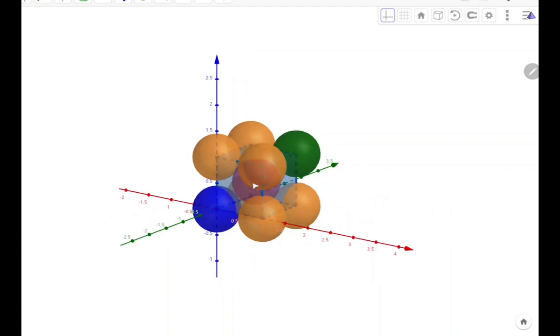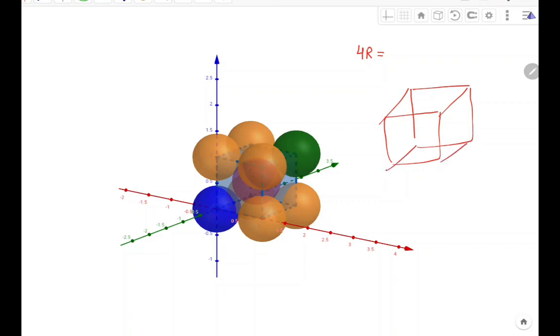And the diagonal of the cube is equal to 4r, because this green one contributes r, the red one contributes 2r, and the blue one contributes 1r. So 4r is equal to the diagonal of this cube, just the cube here. Now we are talking about this atom, the back one, with the middle one and the front one. So the diagonal of this one is this diagonal.